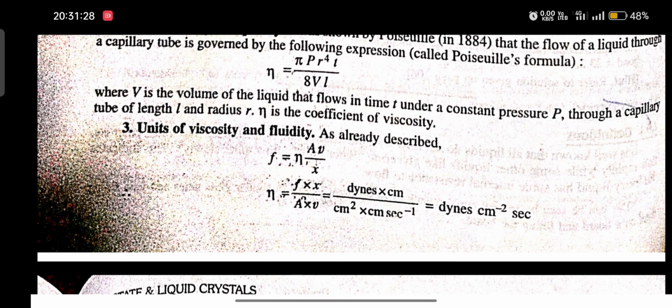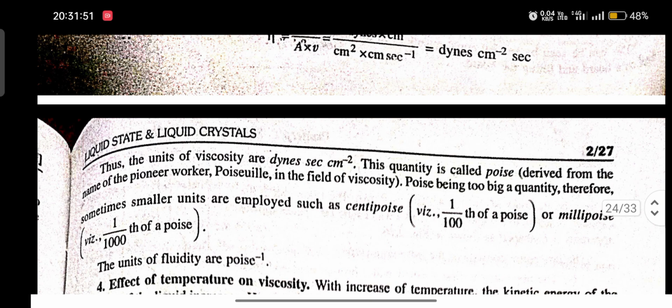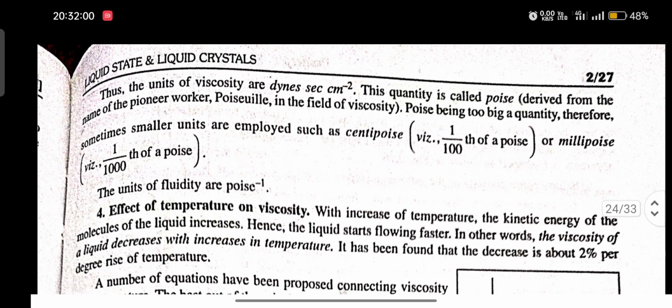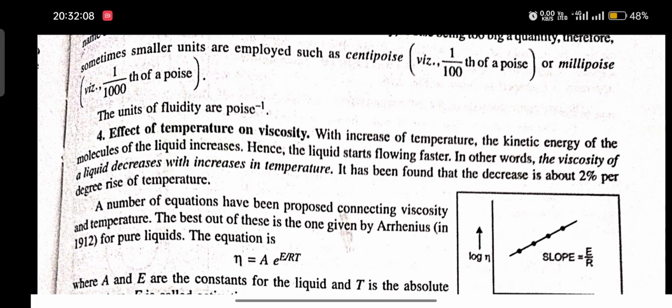Units of viscosity and fluidity, as already described: f equals eta A v upon x, so eta equals f multiplied by x upon A multiplied by v, that is dyne multiplied by centimeter upon centimeter square multiplied by centimeter per second, equal to dyne second centimeter to the power minus 2. Thus the units of viscosity are dyne second centimeter to the power minus 2. This quantity is called poise. Poise is a big quantity. Therefore, sometimes smaller units are employed such as centipoise or millipoise. The unit of fluidity is poise to the power minus 1.